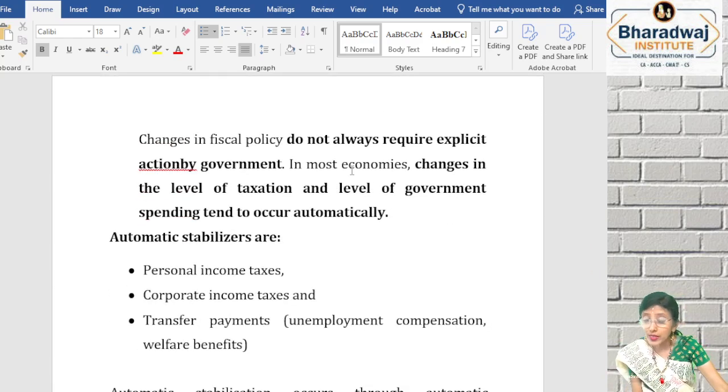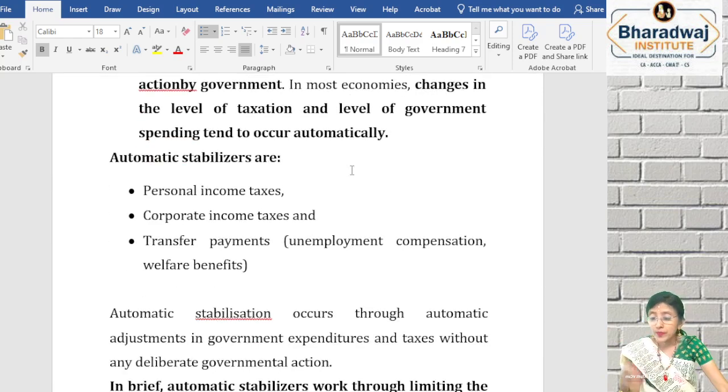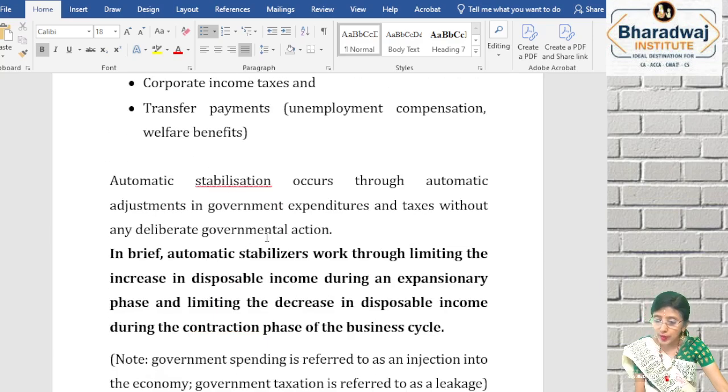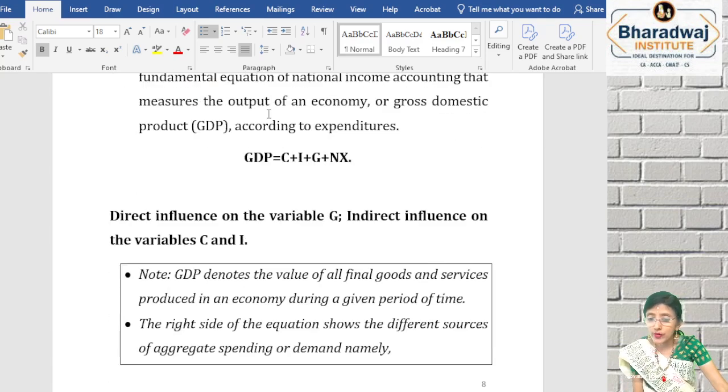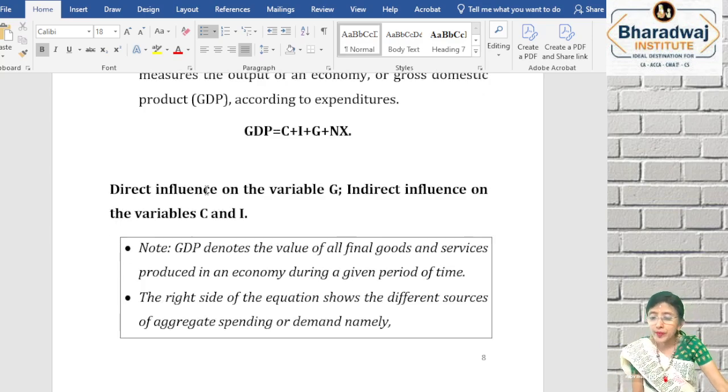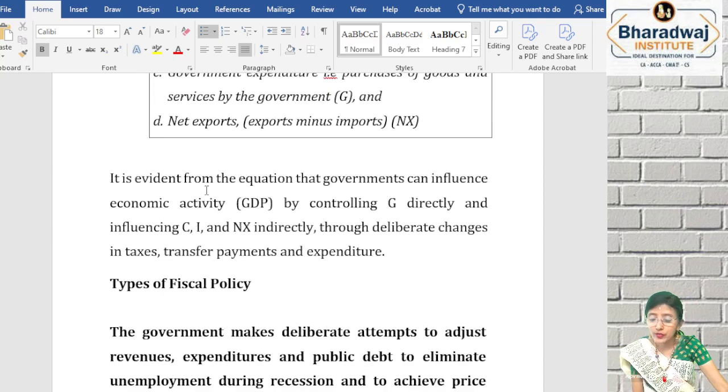So I gave you some examples, such as unemployment allowance, and automatic stabilizers examples are personal income taxes, corporate income taxes, transfer payments, right? And this alone is not enough. So discretionary fiscal policy we understand as the effort taken by the government. Okay, that is what discretionary fiscal policy is.